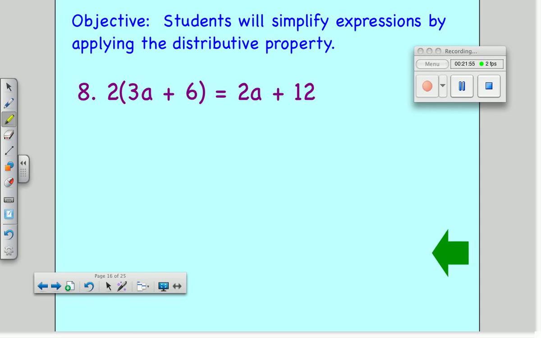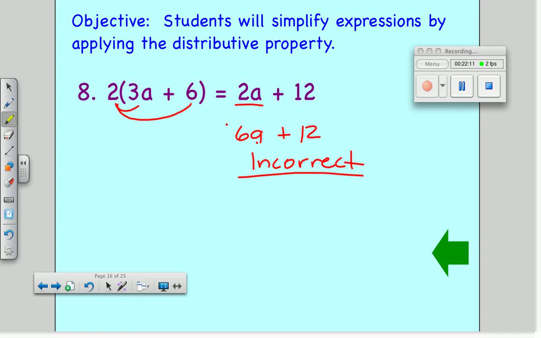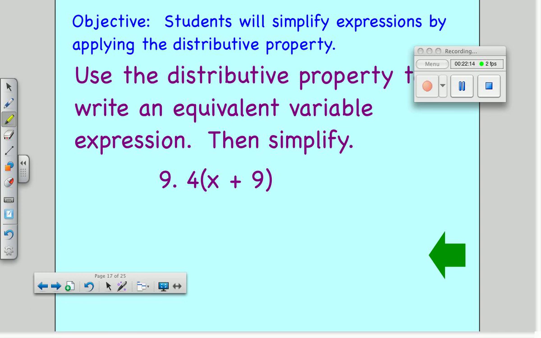Let's see this one. 2 times 3 is 6, so that's 6a. Nope, should be 6a. Plus 2 times 6 is 12, and that part is correct, but this part was incorrect. So this one is incorrect. Next one. 4 times x is 4x, plus 4 times 9 is 36. So you should have had here 4 times x plus 4 times 9. Make sure you're writing these down. Okay, so 4x plus 36 is your answer.